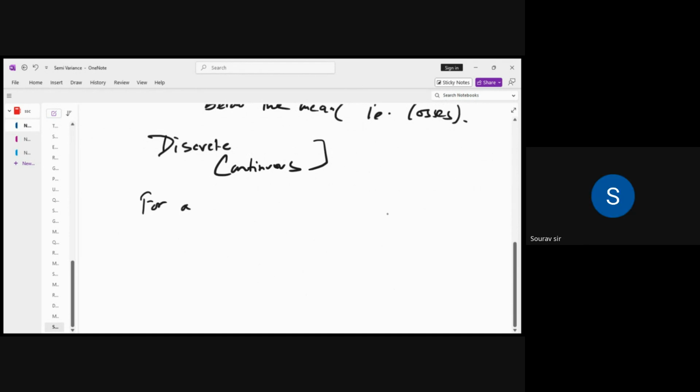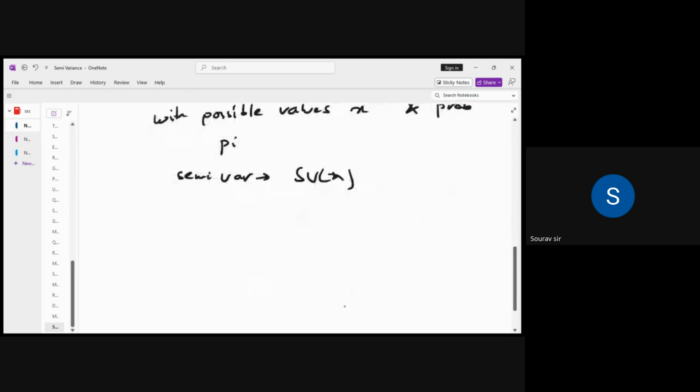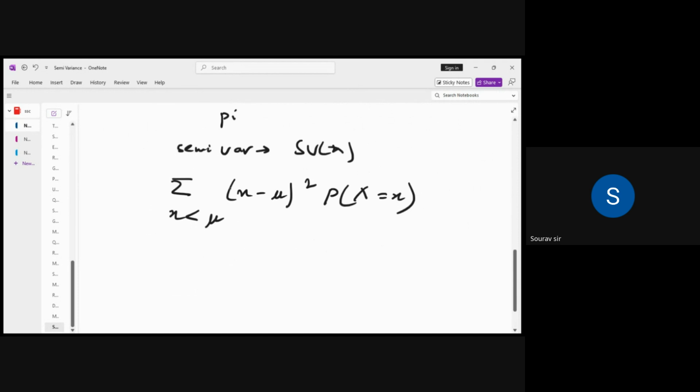For a discrete random variable X with possible values x and probabilities p_i, what will be the semi-variance? The semi-variance will be the summation over x less than mu of (x minus mu) squared p of x. So what is the step-by-step explanation, how do we do it?